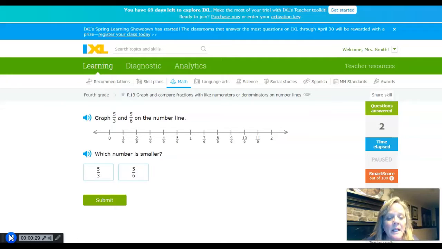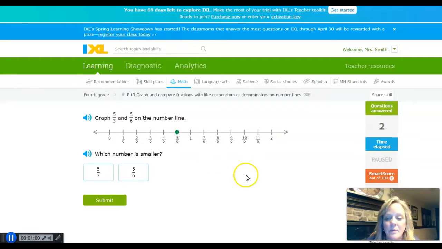I'm going to look at my number line, and when I look at my number line, I can see that it is broken up into 6. So I can easily find 5/6, and I'm going to click right on 5/6 here. Now for 5/3, it's going to be a little bit trickier because my number line isn't broken up into thirds. So I'm going to have to find a denominator that is the same.